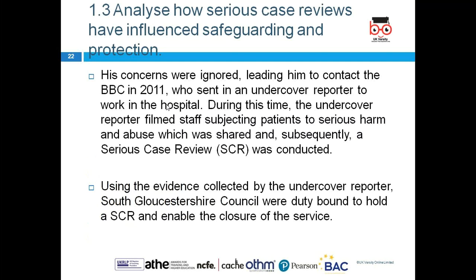Now, like I said, he went to that reporter and it was done. So all the evidence that was collected by that undercover reporter, he sent to South Gloucestershire Council, and they were then duty-bound to hold a serious case review. They found it, and they closed that service down. They got everything sorted. And luckily, it was pointed out, but it only happened because somebody made a report. So it's very important that when you see something happening, you report it, even if you think it's unsubstantiated.